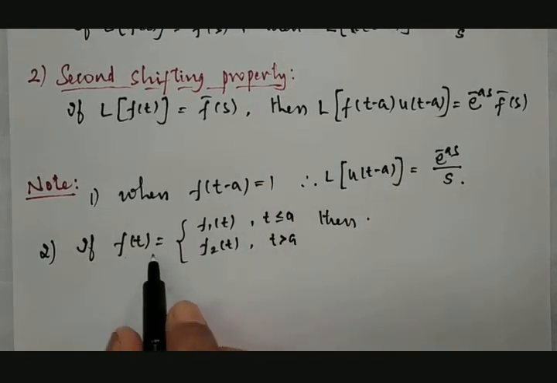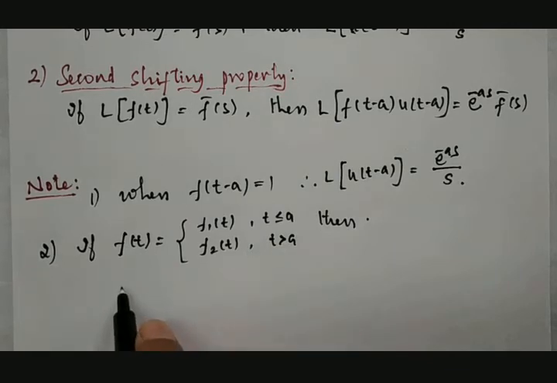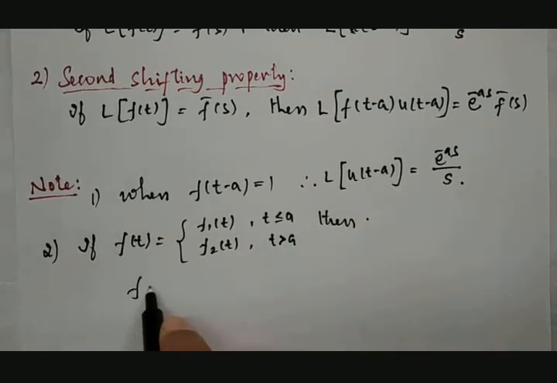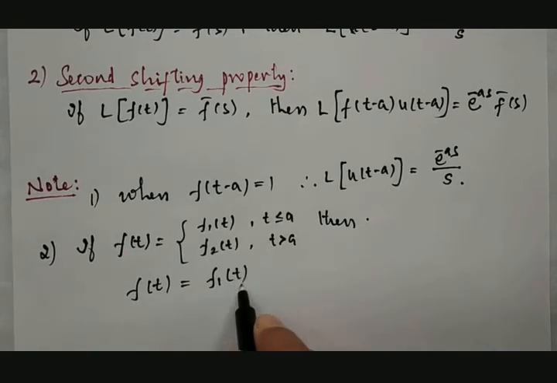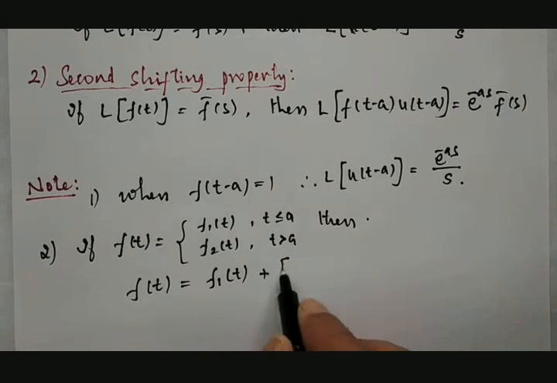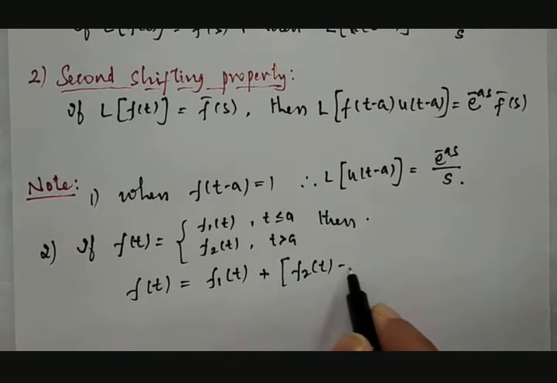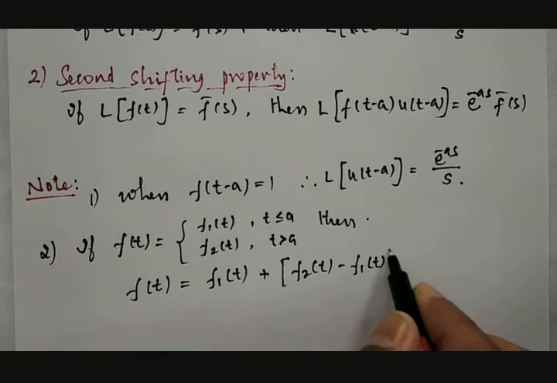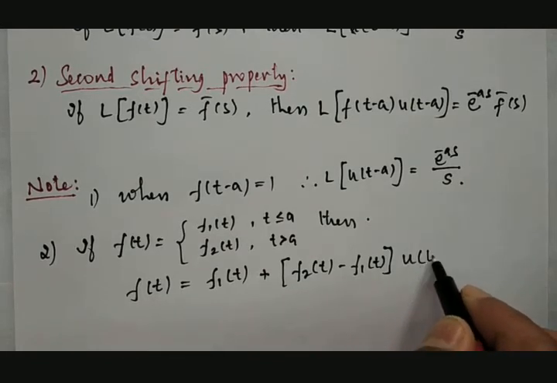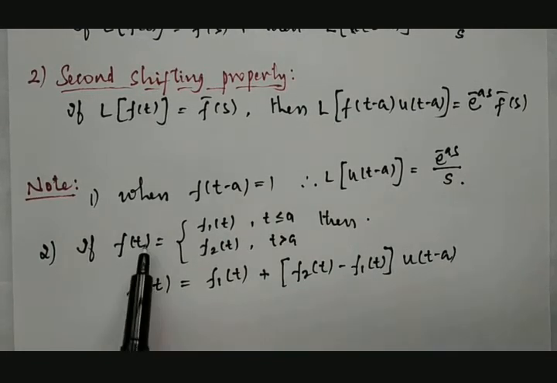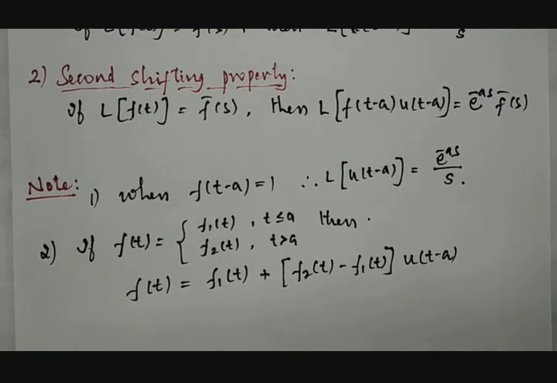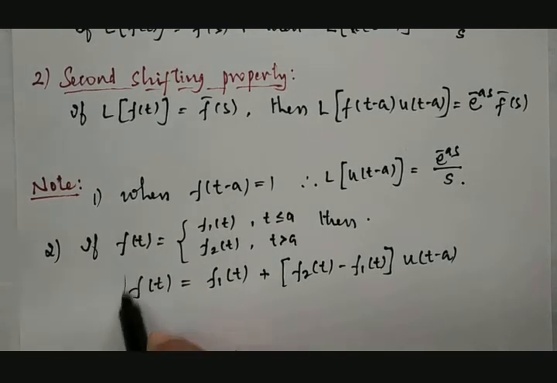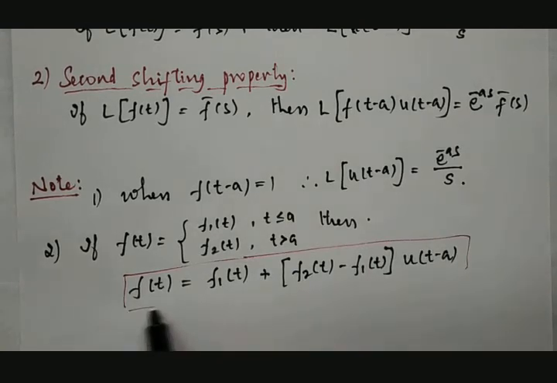But very first, if the function is double valued, how to write it? We can write f of t as the first function, that is f1 of t, plus the second function minus the first function, into u of t minus a. You can see the connection from double valued function to unit step function. Fine. This is a very important result in terms of conversion from a double valued function into a unit step function.